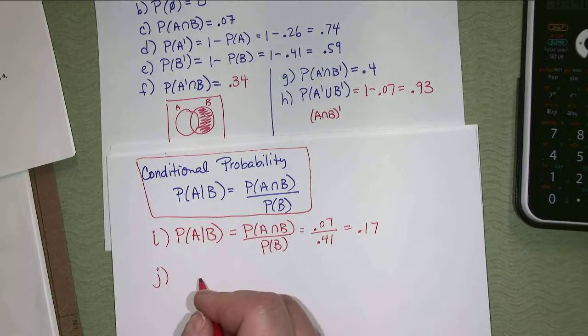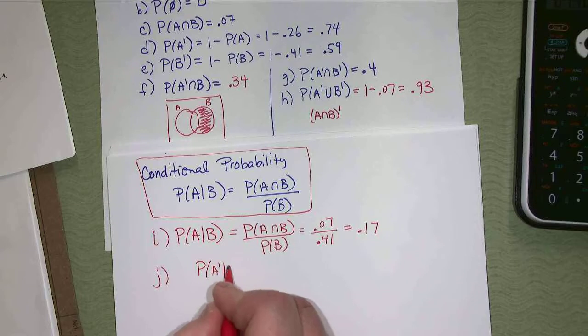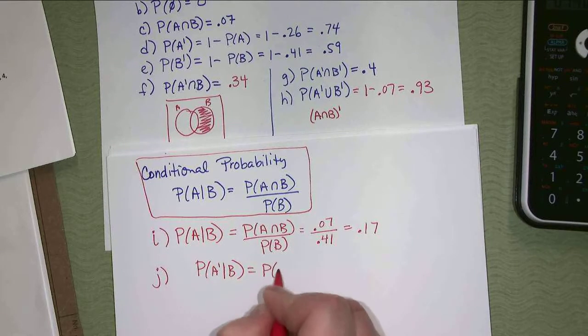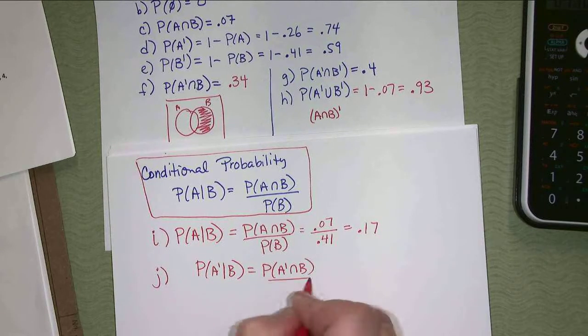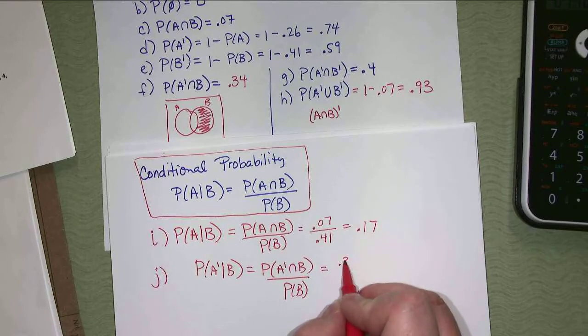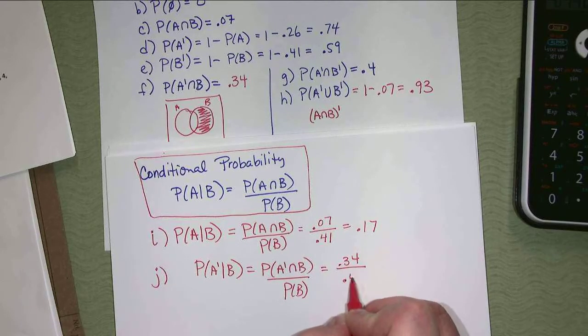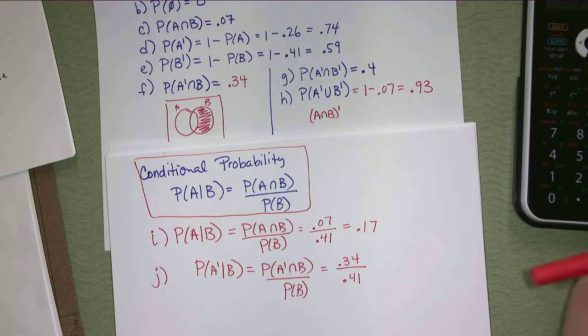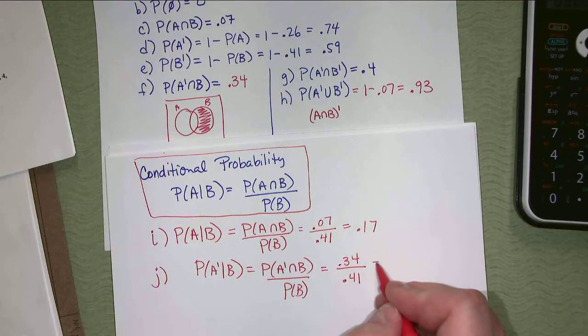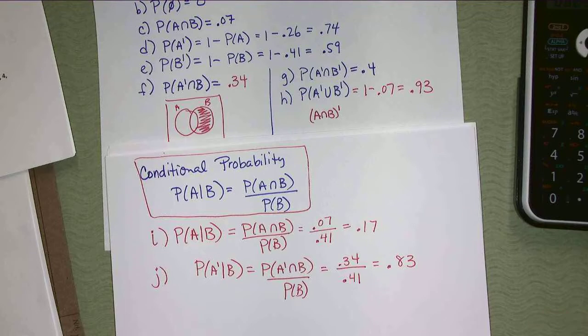J, probability of A prime given B. So the same thing. You say, okay, A prime intersection B over the probability of B. So just write the formula out. Did we find A prime intersection B? We did. It was 0.34, and the probability of B is 0.41. We found that in part F.